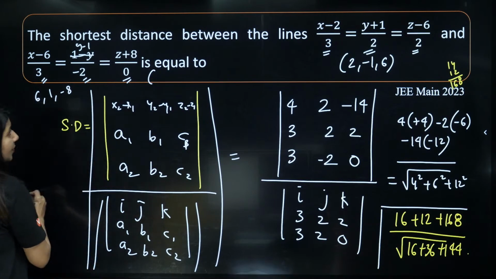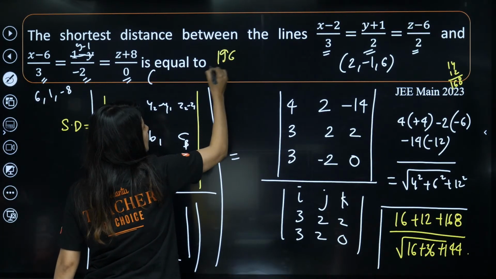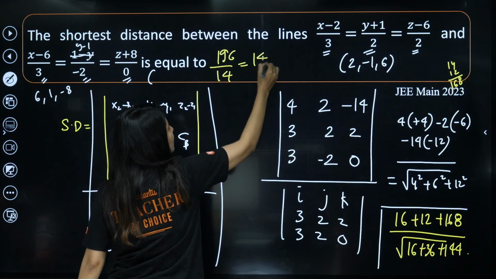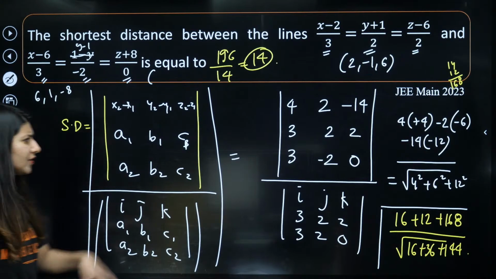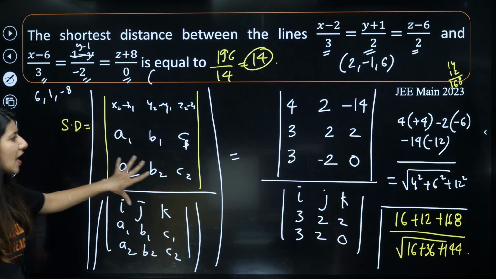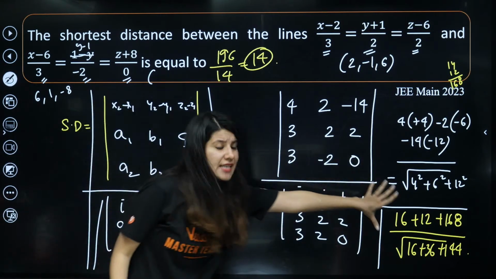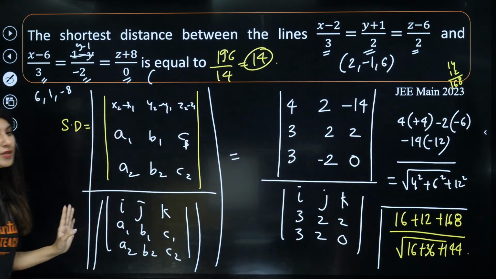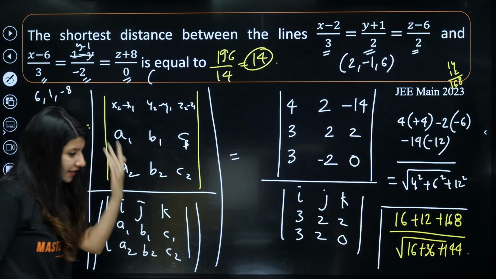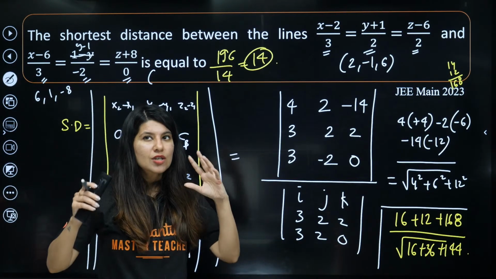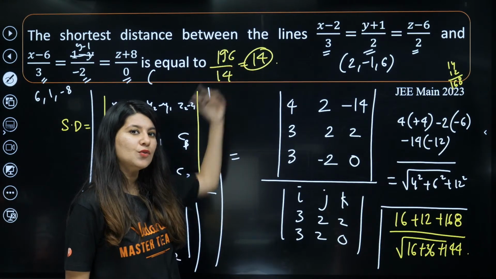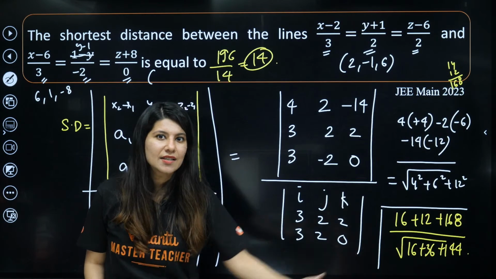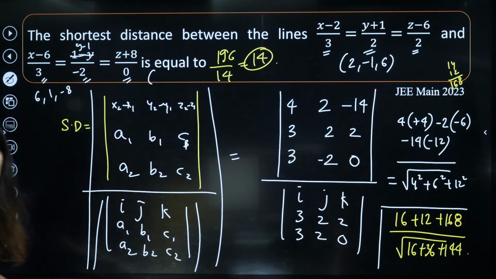Yes. So the answer would be what? 196 by 14, which is equal to 14. Perfect. Yes. Okay. So now you know the drill. This is the formula. This is how you apply it. This is how you solve it. This is how you reach the answer. Right? So basically there is no such trick, no such thought process. So you know the process. You see the question, you know the process, you apply it, you will get the answer. No such random thing. Okay.